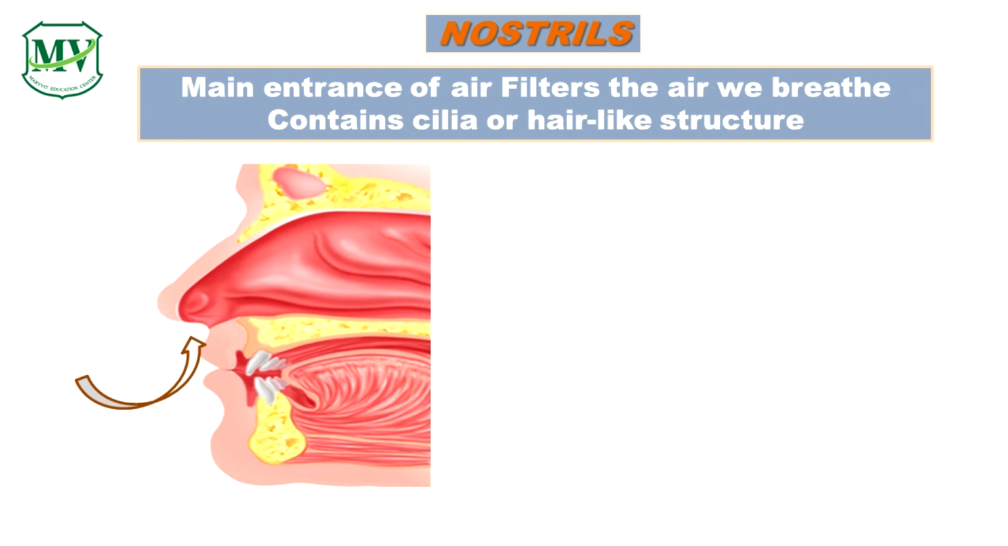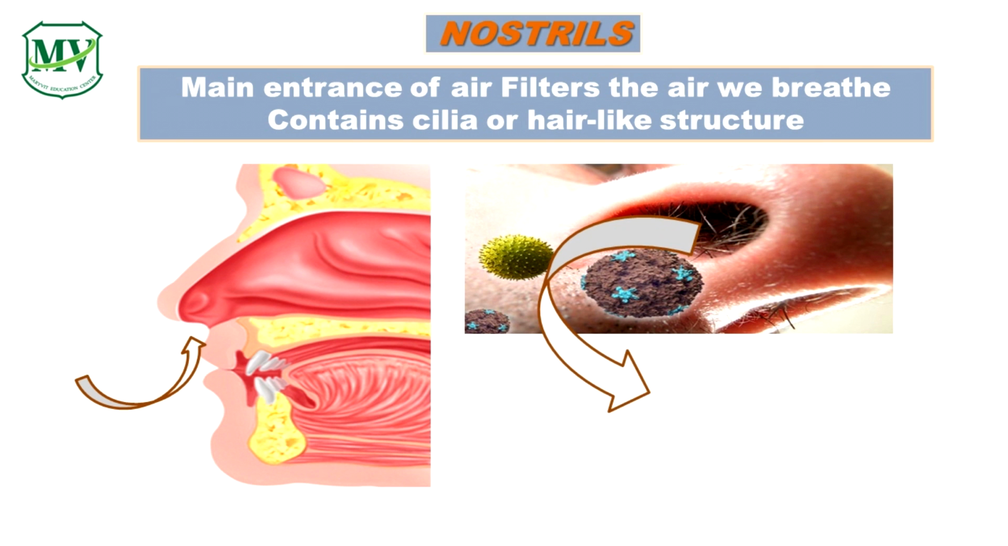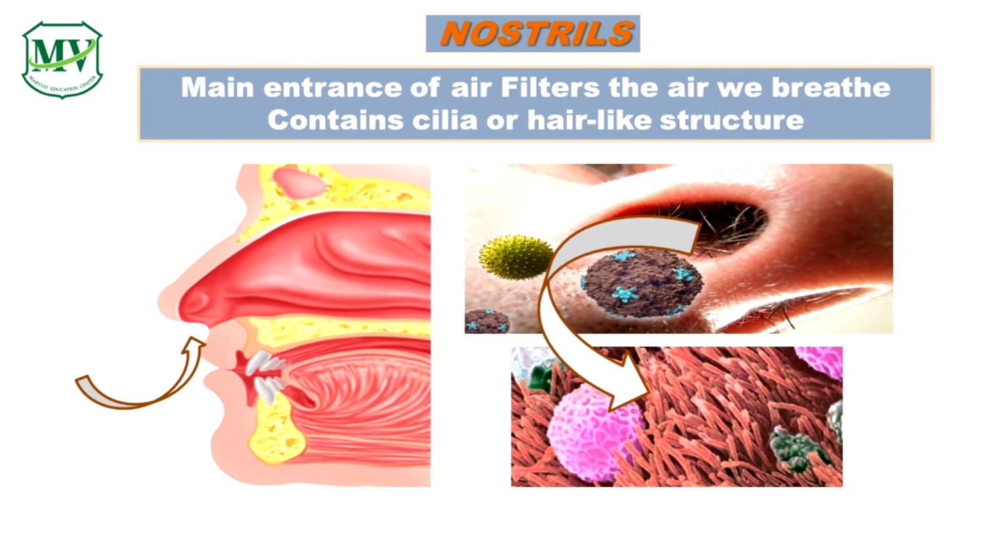The nostrils are the initial part of the nasal pathway, which is the main entrance of air into the body. It is made up of tiny hair-like structures called the cilia, which filters the air as we breathe.